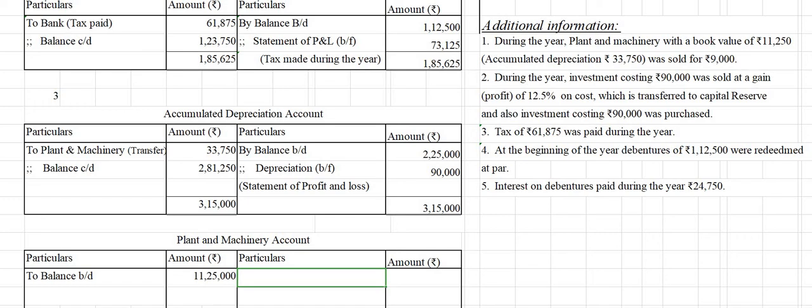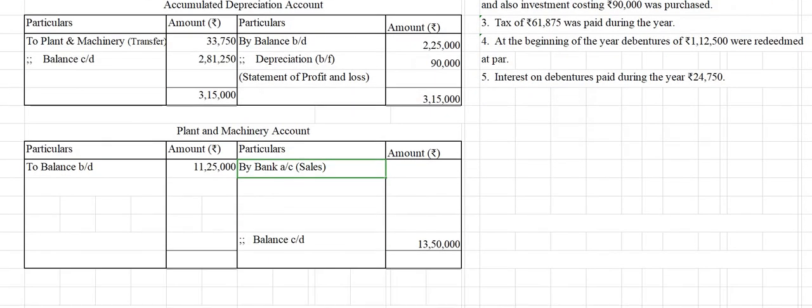During the year, plant and machinery with a book value of 11,250 was sold for 9,000. So it is sold for 9,000. We will write by bank. How much we have got? 9,000, isn't it? And its depreciation for the sold machinery is 33,750. That is transferred from the accumulated depreciation account, that we are writing here, 33,750. That is the amount of depreciation charge.